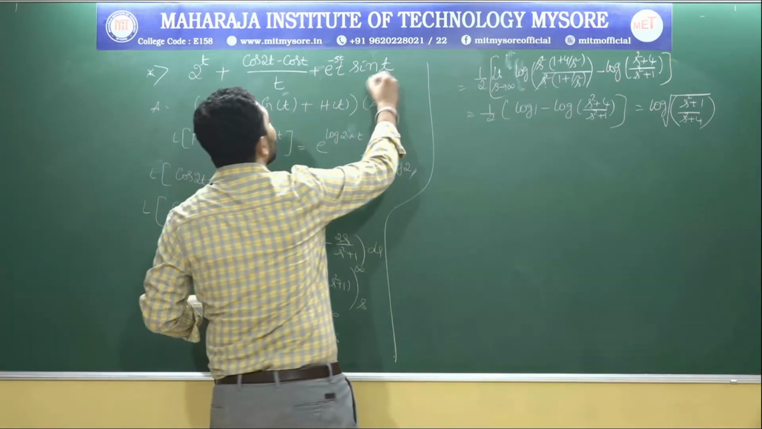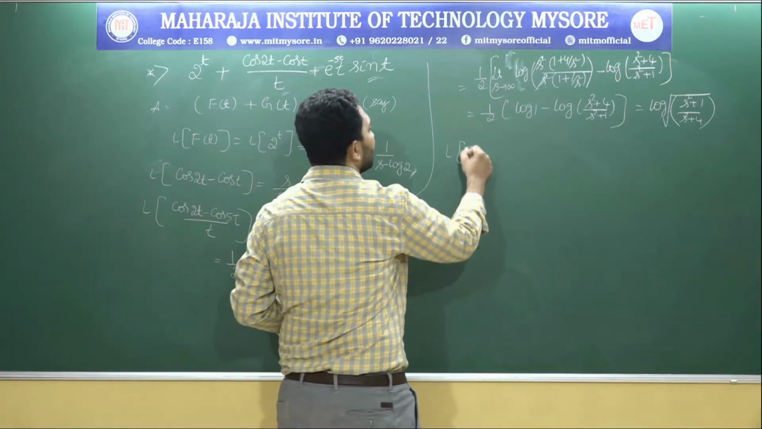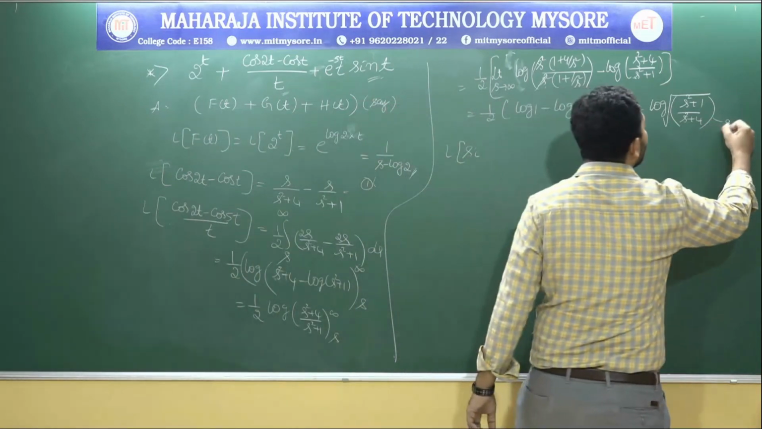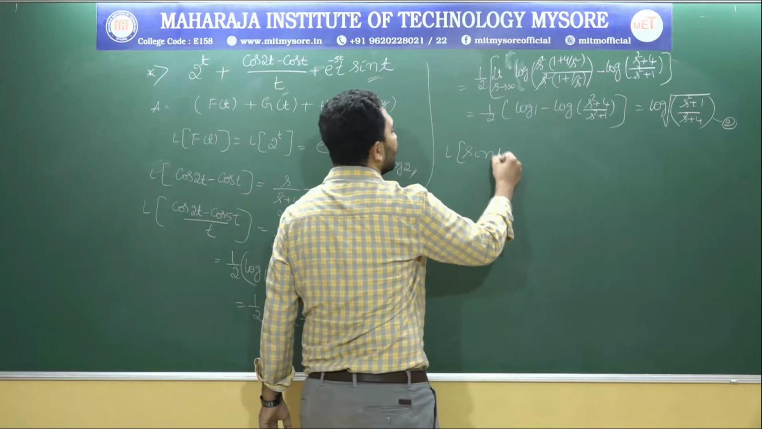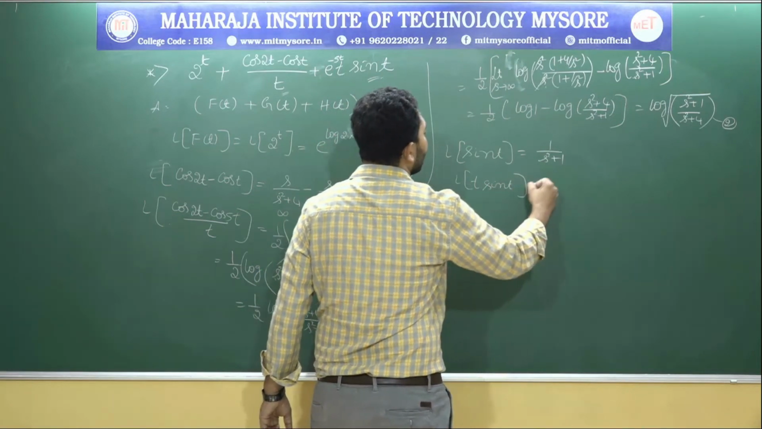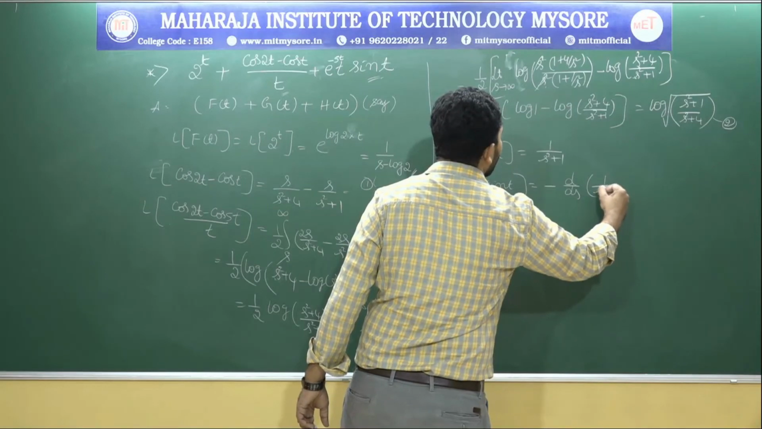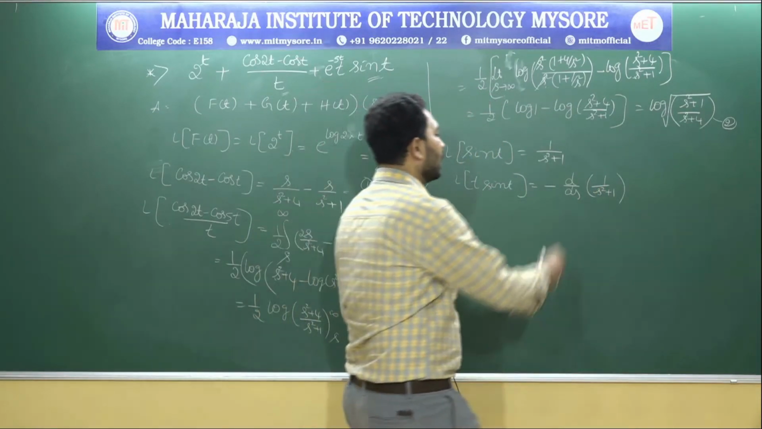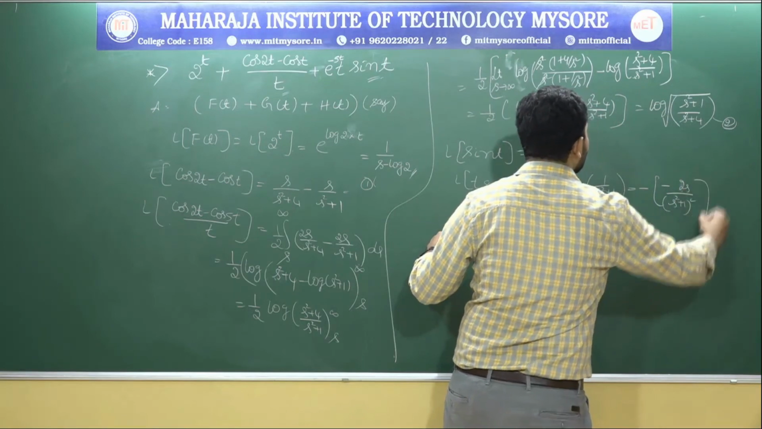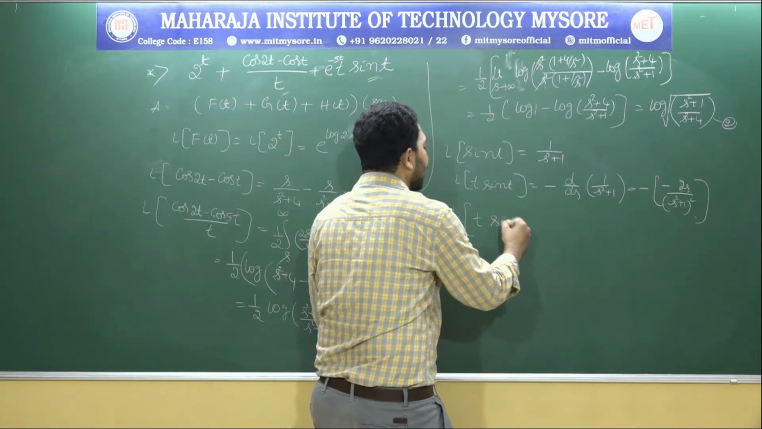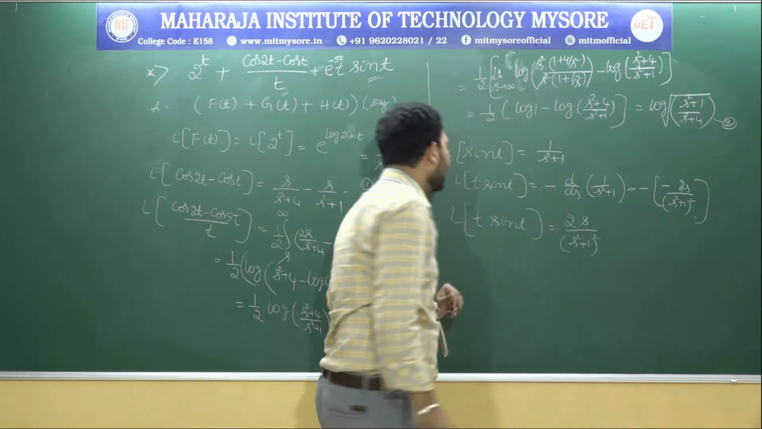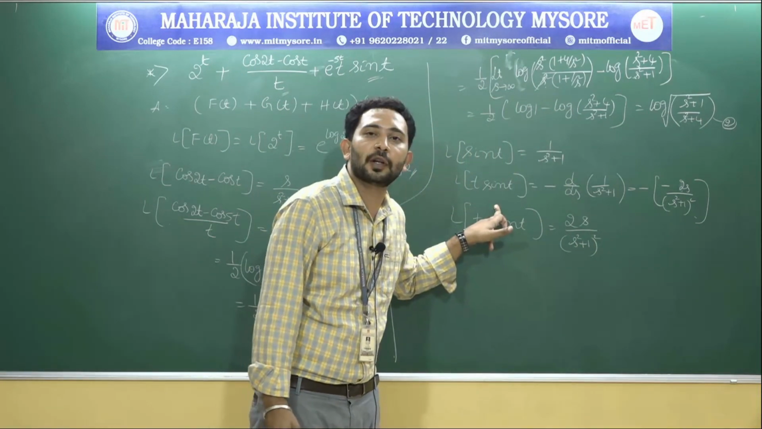Next we require the Laplace of sin t. I will take this as equation 1, and this as equation 2. So what is Laplace of sin t? It is 1 over s square plus 1. What is Laplace of t into sin t? It is minus d by ds of 1 over s square plus 1. What is the differentiation of 1 over s square plus 1? It is minus 1 divided by s square plus 1 whole square into 2s. So Laplace of t into sin t is minus into minus, plus 2s divided by s square plus 1 whole square. Here I have applied property number 2.